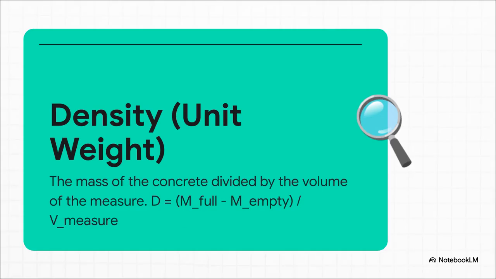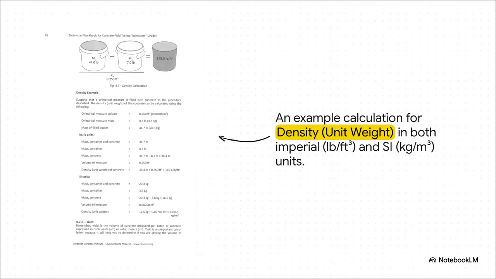First up is density, or unit weight. The formula looks a little formal, but it's really simple. It's just the mass of the concrete divided by the volume of the measure. So you weigh the bucket full of concrete, you subtract the weight of the empty bucket, and then you just divide that number by the bucket's known volume. That's it.